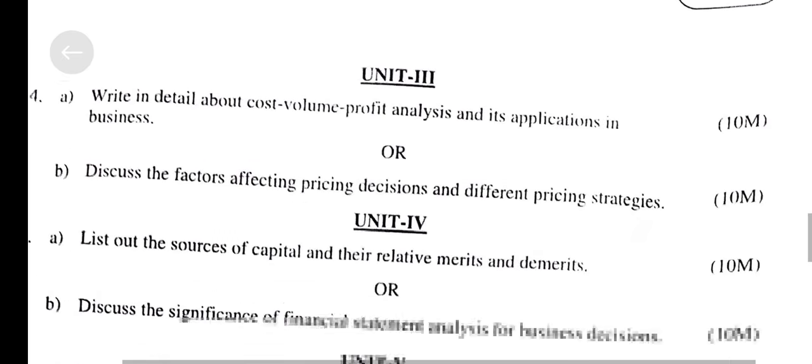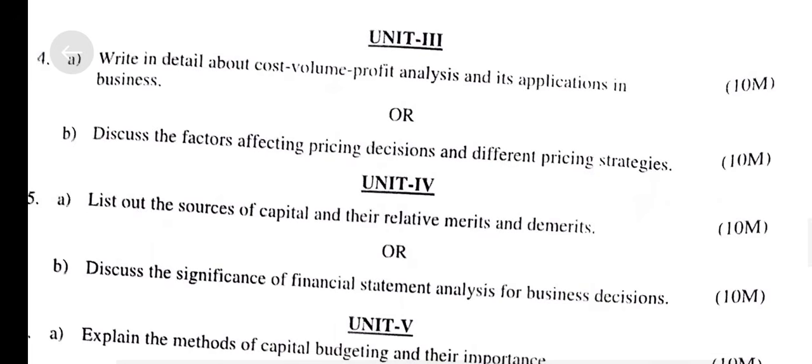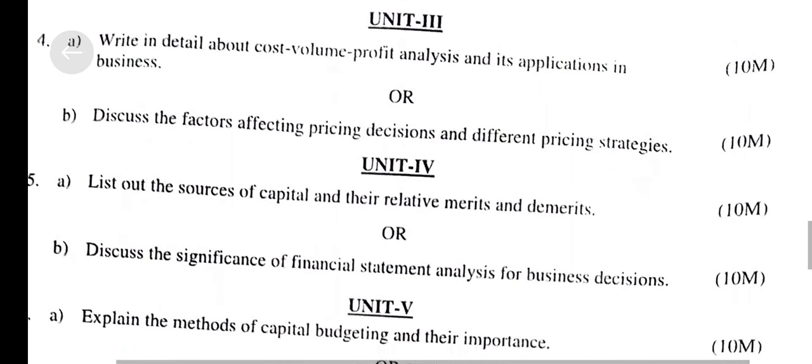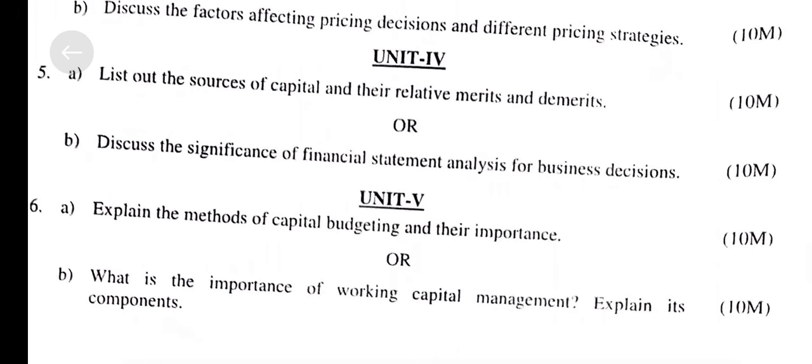From Unit 3, fourth: Write in detail about cost, volume, profit analysis and its applications in business. B: Discuss the factors affecting pricing decisions and different pricing strategies. Unit 4, fifth: List out the sources of capital and their relative merits and demerits.